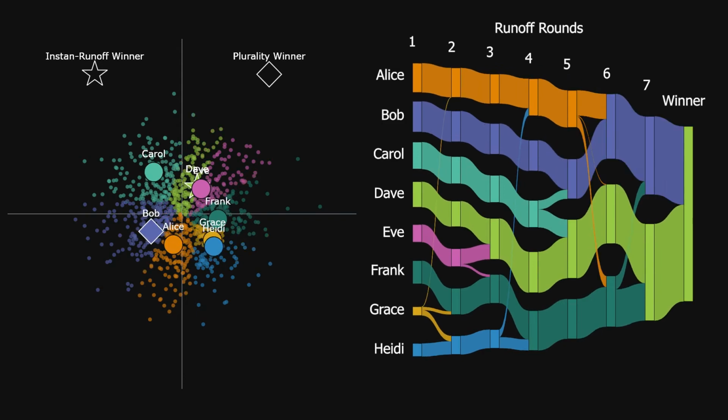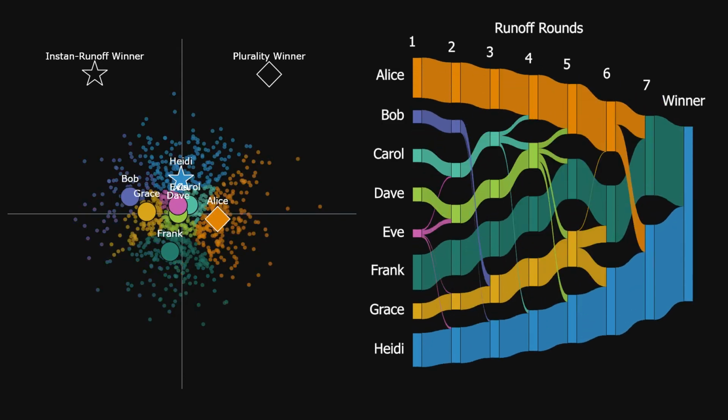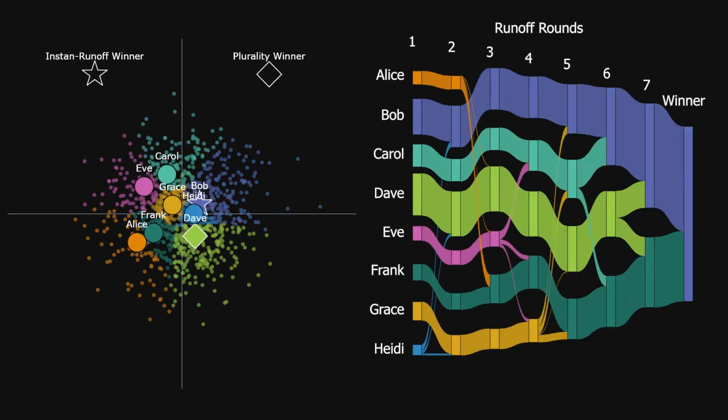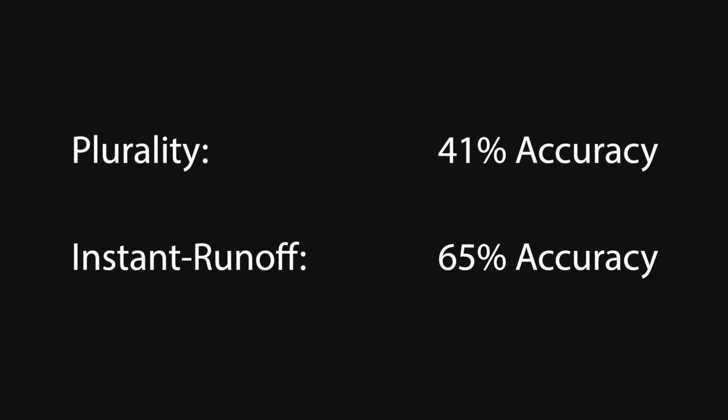So overall, how well does the instant runoff system perform? To put a number on it, we can again run the simulation over and over, and we'll find that it elects the ideal candidate 65% of the time. That's compared to 41% for plurality. So while it's definitely better, there's still much more room for improvement.